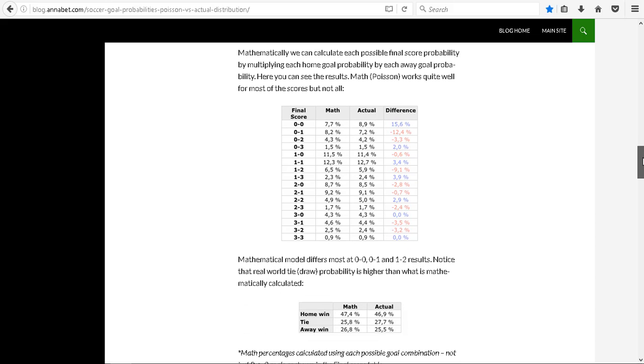So let's have a look here. Now you can see here, it's matching, like the actual results are happening pretty much like the maths expected results are. So, you know, that 0-0 has the biggest gap, I think. That's 1.2%. Otherwise, normally, okay, 1-2 is a bit off, 0.6%. I don't know what that difference is, because that doesn't seem to make sense. But anyway.